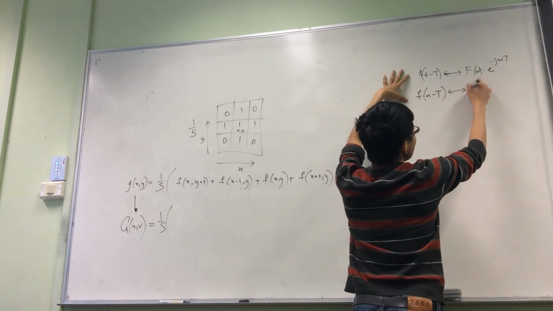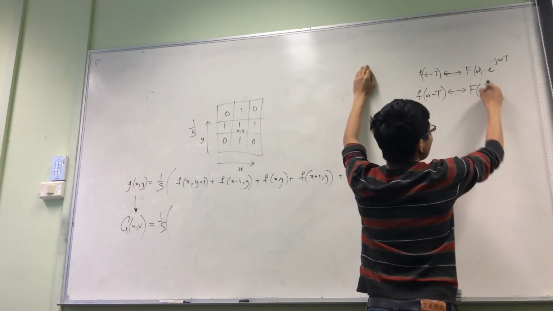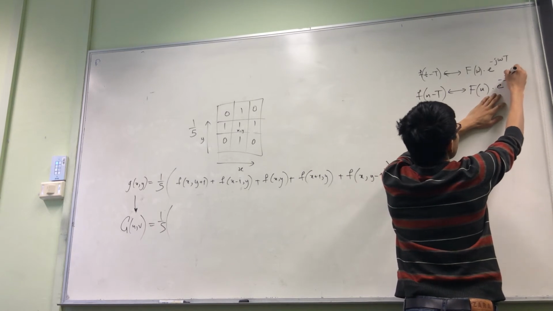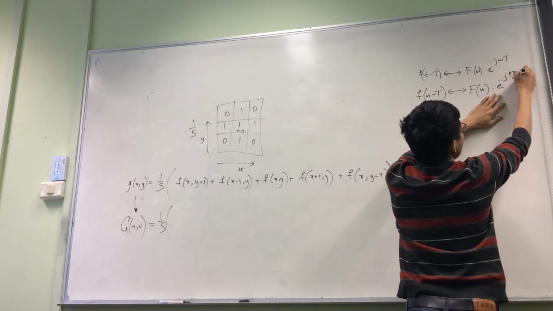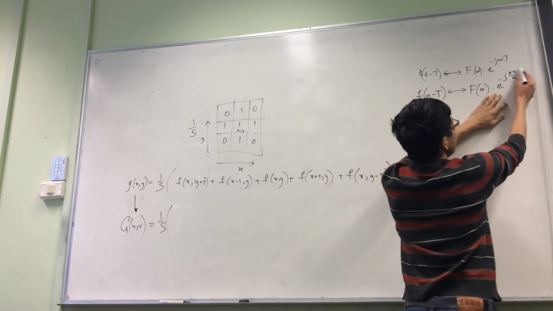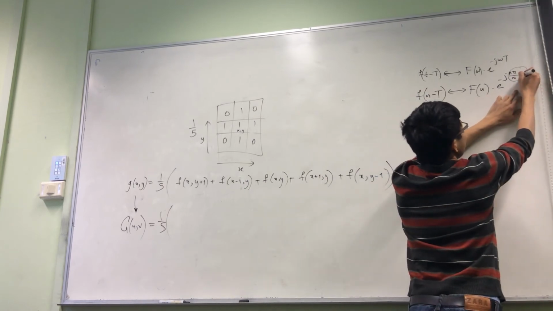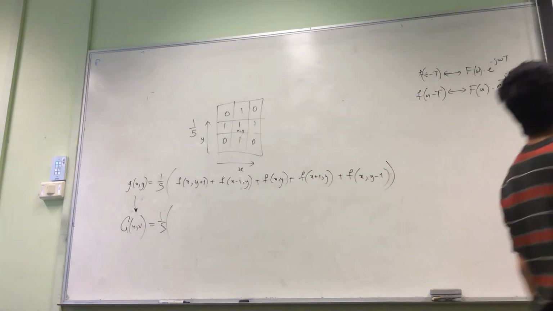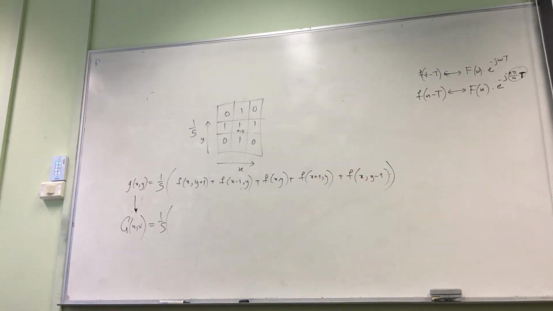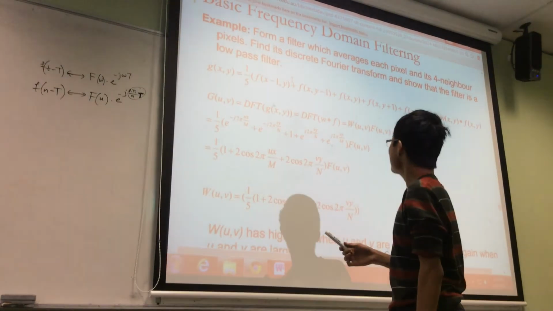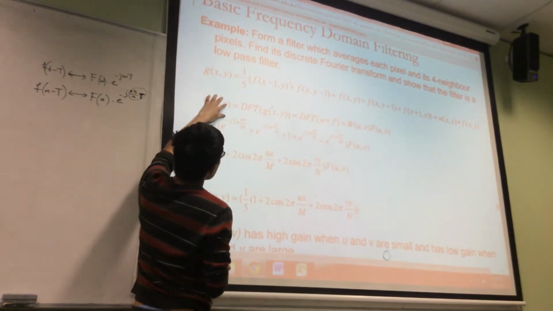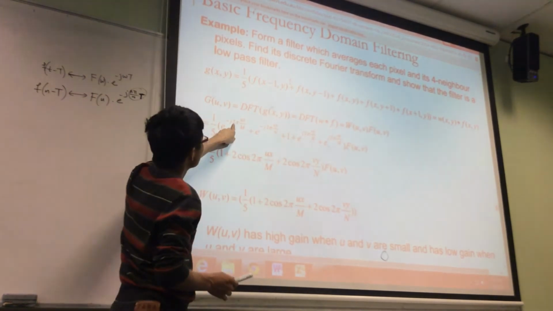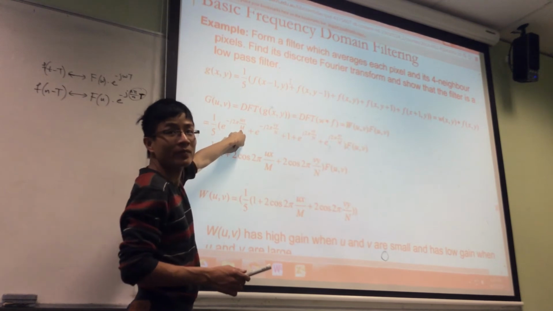If the original is f of u v, it is multiplied by e to the minus j 2 pi over whatever n and t. This part is not important, but the important part is the t over here. It's actually multiplied. So I will do the shiftings one by one. If I shift it by minus 1, I will multiply by 2 pi ux over m.